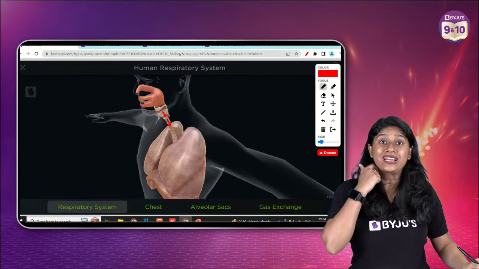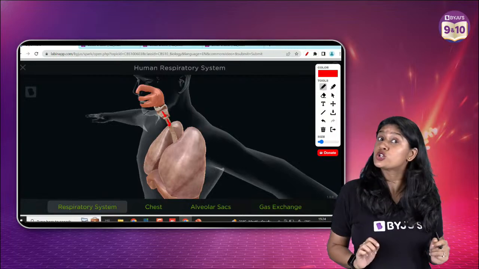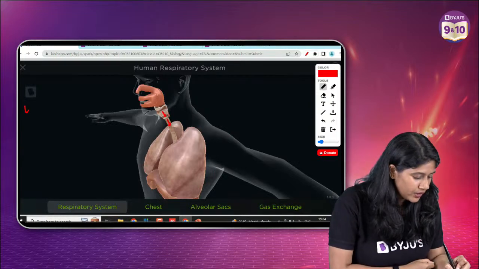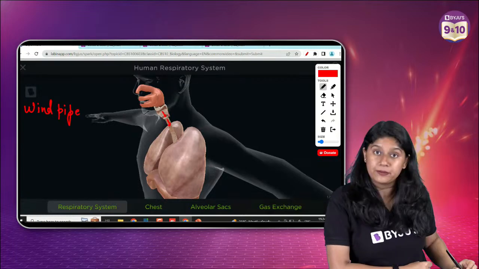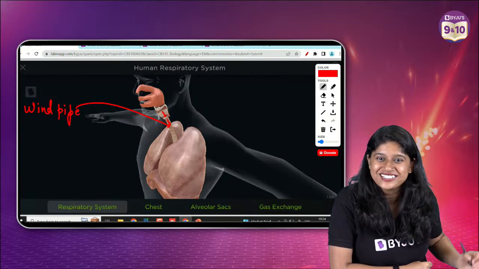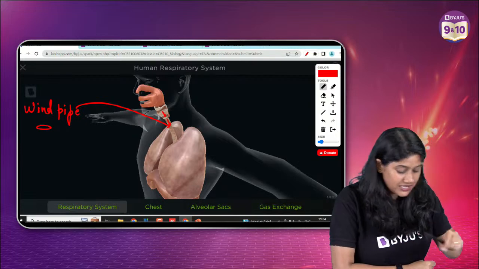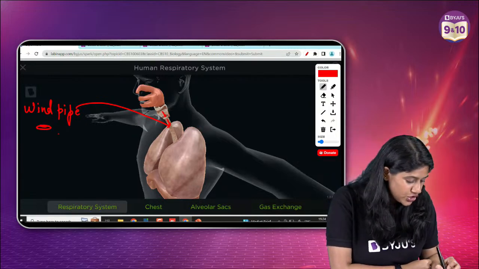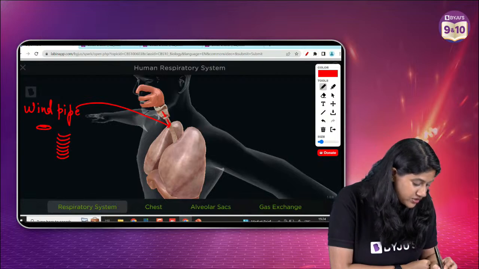One thing, everyone, can you quickly tell me about the trachea? The trachea is a long pipe. We also call it a windpipe, right? Yes, everyone, we call it a windpipe also. And then of course, it has cartilage rings, half cartilage rings like this.